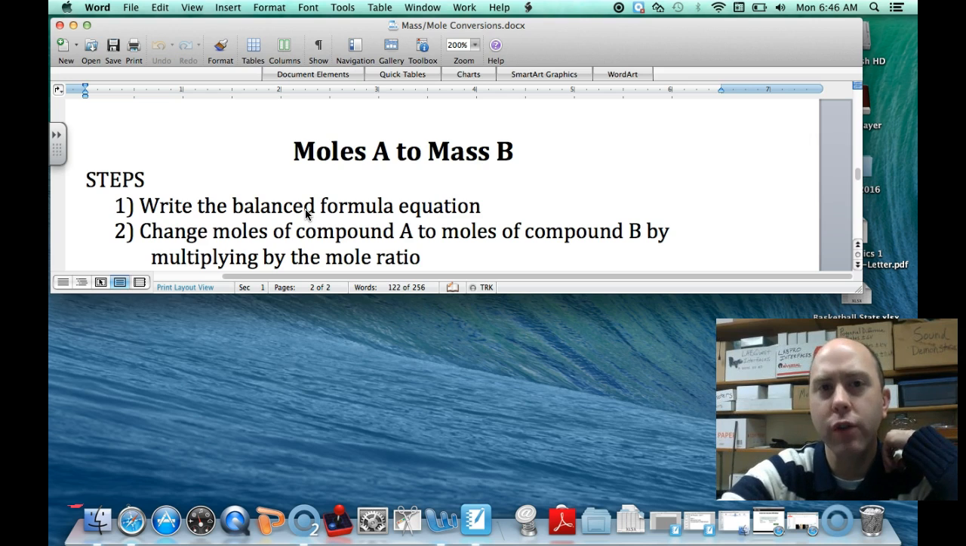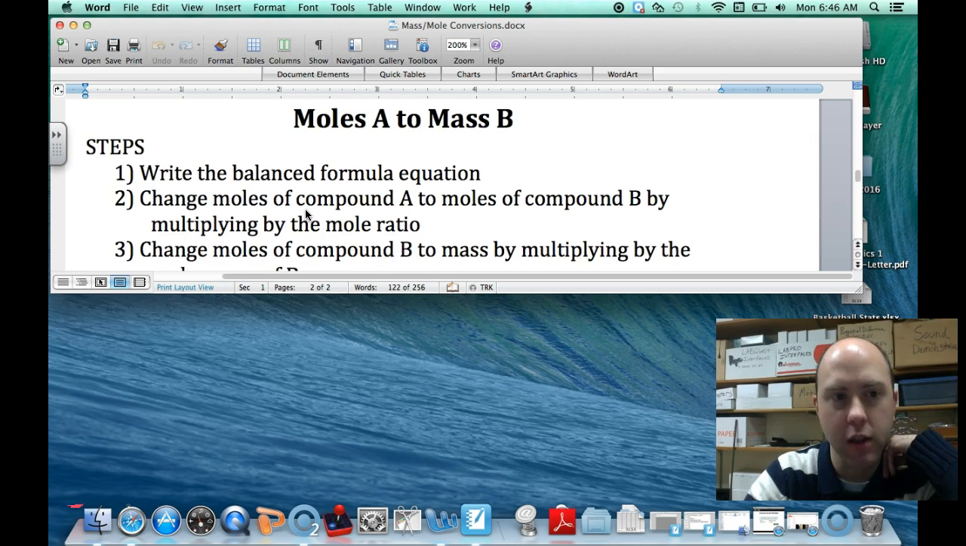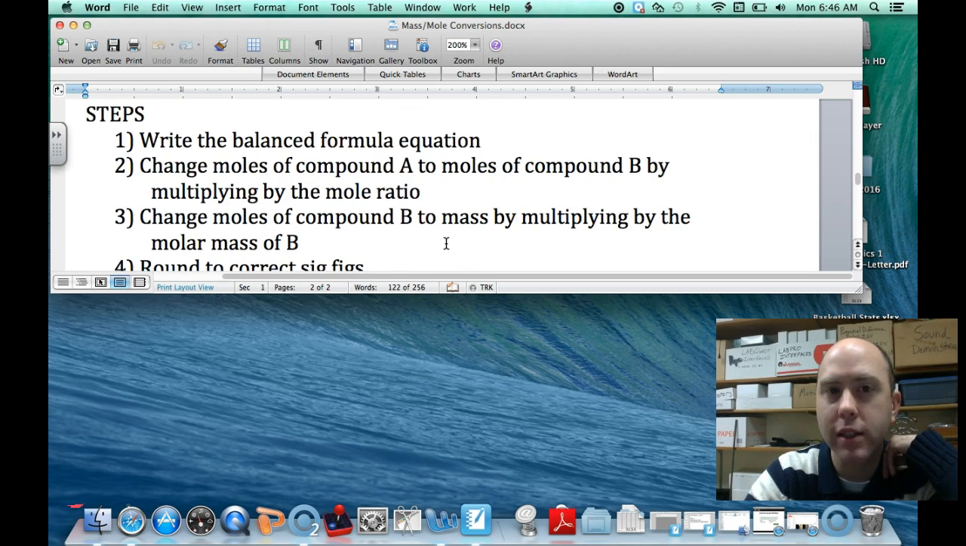So the coefficient of what you're looking for goes on top. The coefficient of what you started with goes on the bottom. Now, this will give you an answer in moles of B, whatever substance B is. But that's not what you want. You don't want moles of B. You want mass of B. So now that you have the moles, we're going to change the moles of B to mass by multiplying by the molar mass of whatever B is. And then I'm going to round my answer to the correct sig figs.